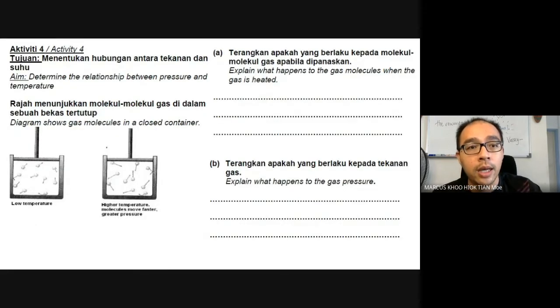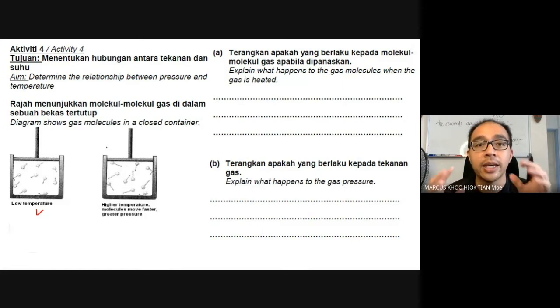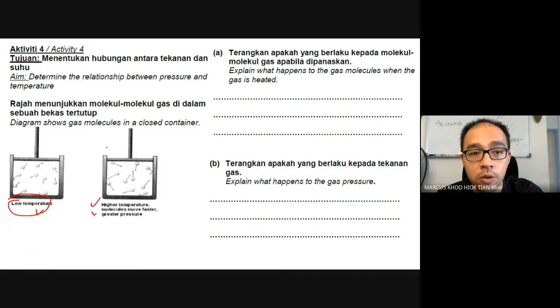So, let's imagine a situation where you have gas molecules in a closed container, and instead of maintaining the pressure, you maintain the volume now. So the amount of space that the gas can move in is the same. But what you do is you increase the temperature. You find that at a higher temperature, the molecules will move faster and there will be greater pressure.